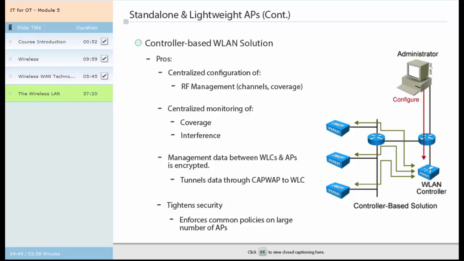CAPWAP is used to exchange control information between the APs and the Cisco WLC over an encrypted tunnel. Data information is also encapsulated in CAPWAP, but not necessarily encrypted, and then the Cisco WLC will inject that data into the wired infrastructure onto the appropriate VLAN. This model provides improved control over security and traffic conditioning. A single Cisco WLC can manage many APs, however capacity is increased with additional Cisco WLCs.